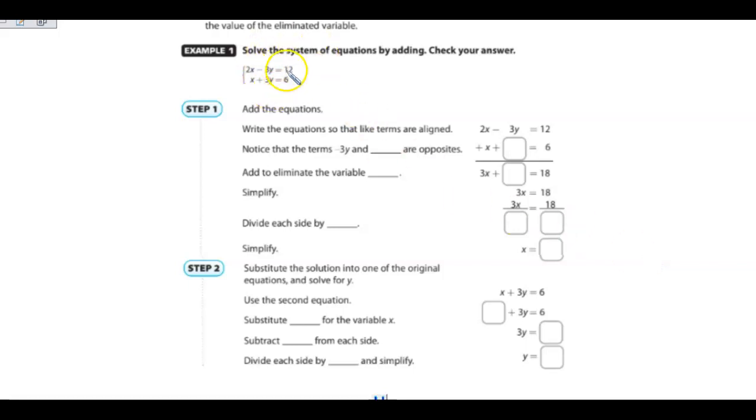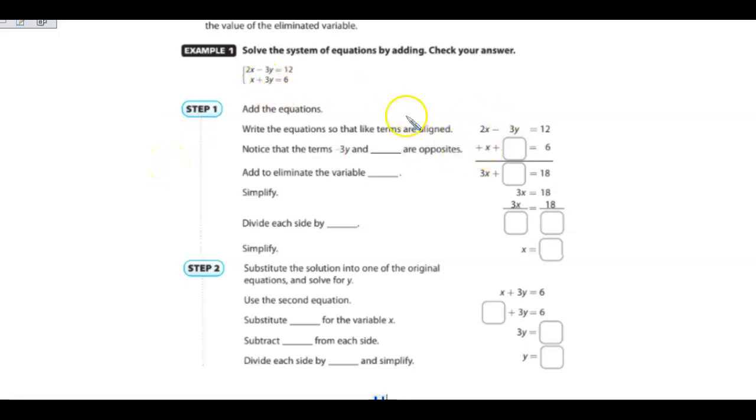When I look at these two, I see 2x minus 3y equals 12, and then I have x plus 3y equals 6. Something that caught my attention is that these two are the opposites of each other. Because they're opposites, I know if I take negative 3y plus 3y, I'm going to get 0. So I can eliminate the y's in this equation.